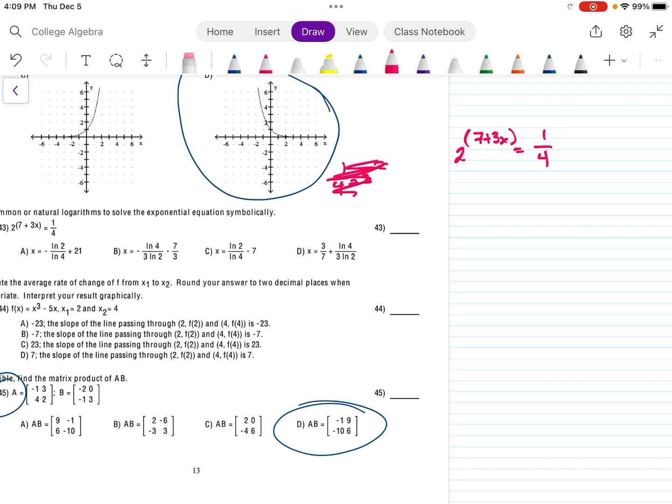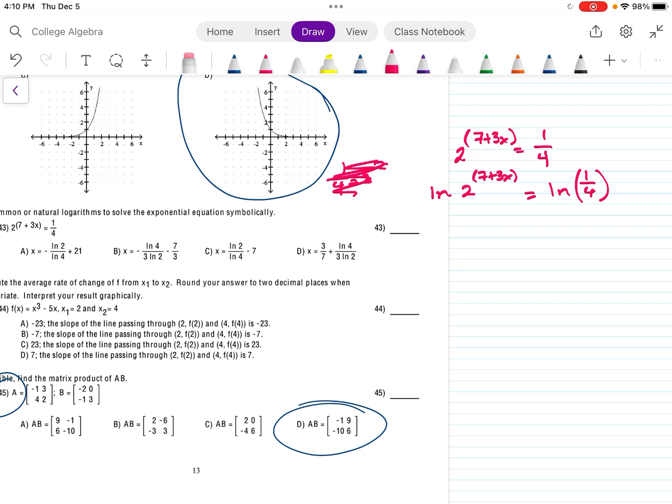What we're going to do is, since they want us to do ln, we're going to do ln of both sides as opposed to doing log. So we'll do the ln of both sides. All right, so there's my first step.